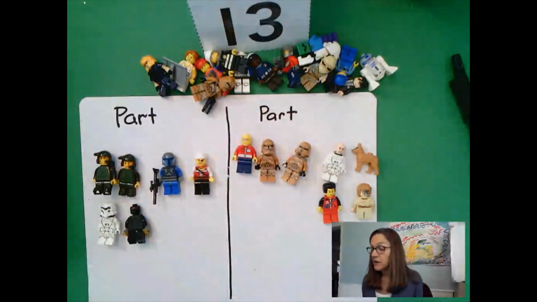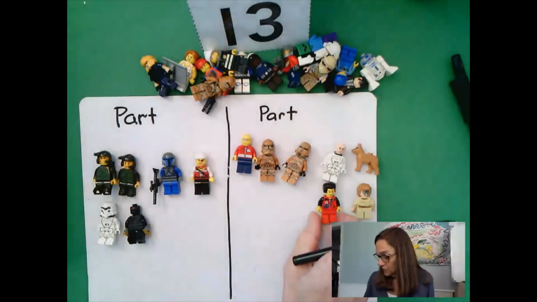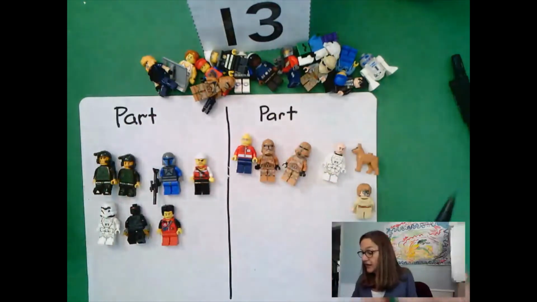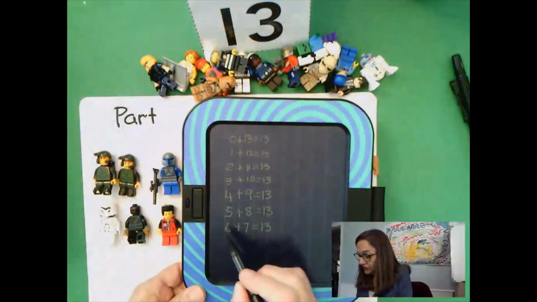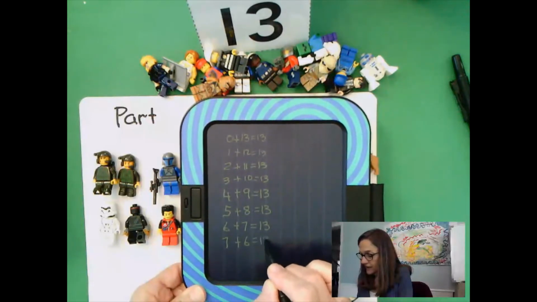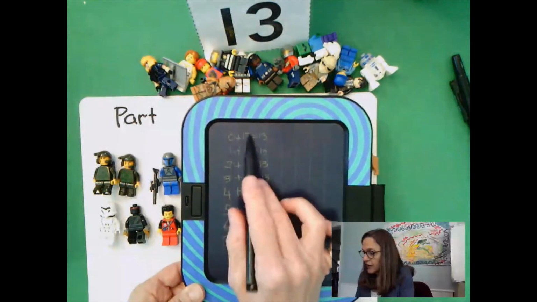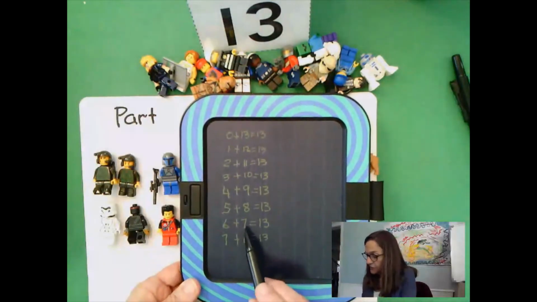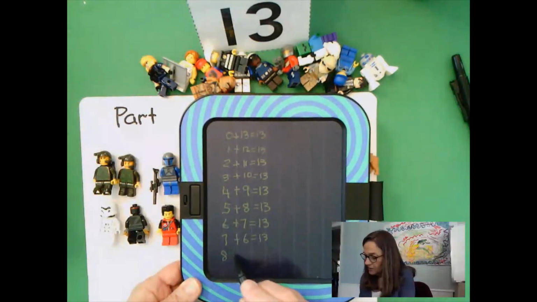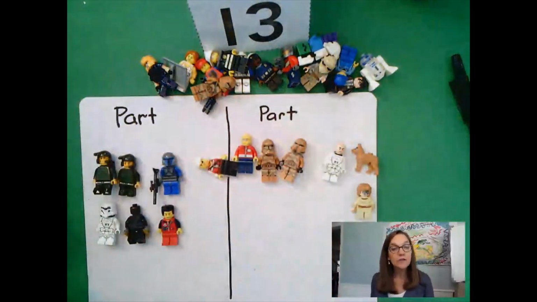Okay. Now because 13 is an odd number, we don't have a double. So we're going to move another one over here. And now we have 7 on this side and 6 on this side. So 7 plus 6 equals 13. And then we will continue on using these, but they're going to trade places. So next, the 8 will come first. 8 plus 5. And then the 9. 9 plus 4, and so on.